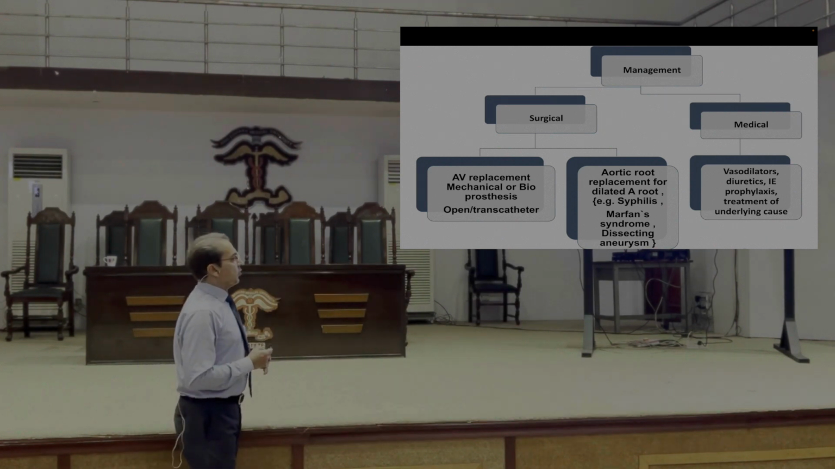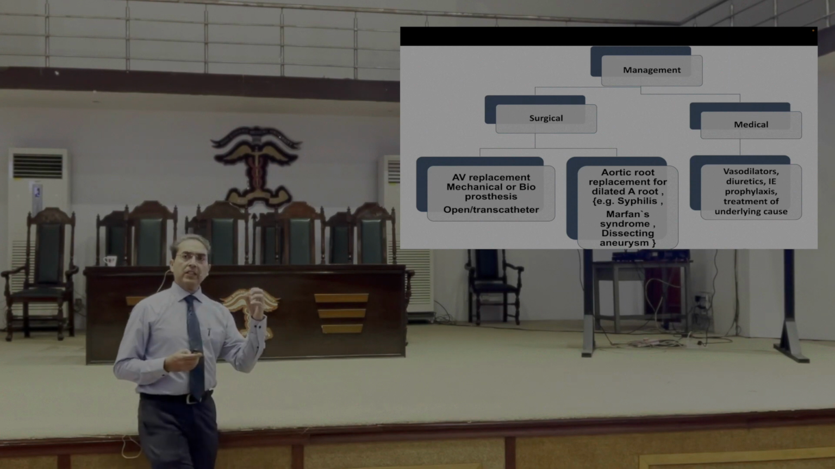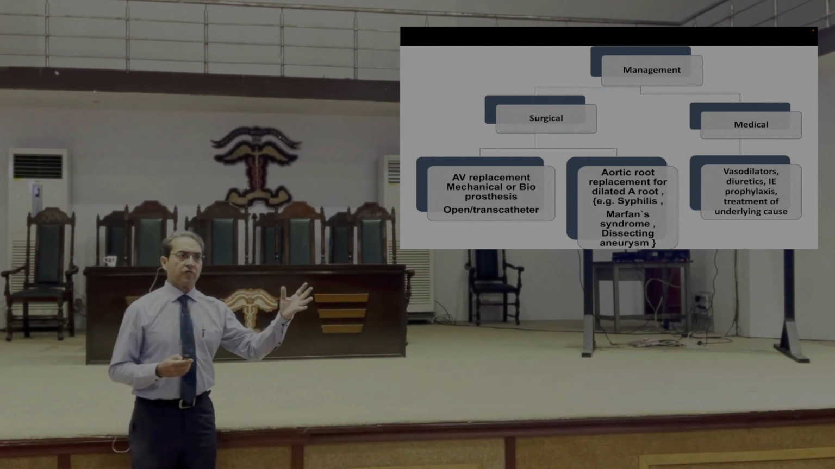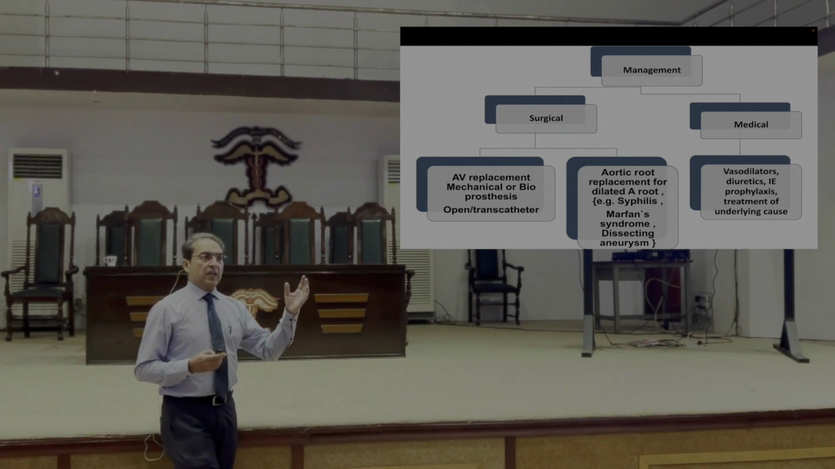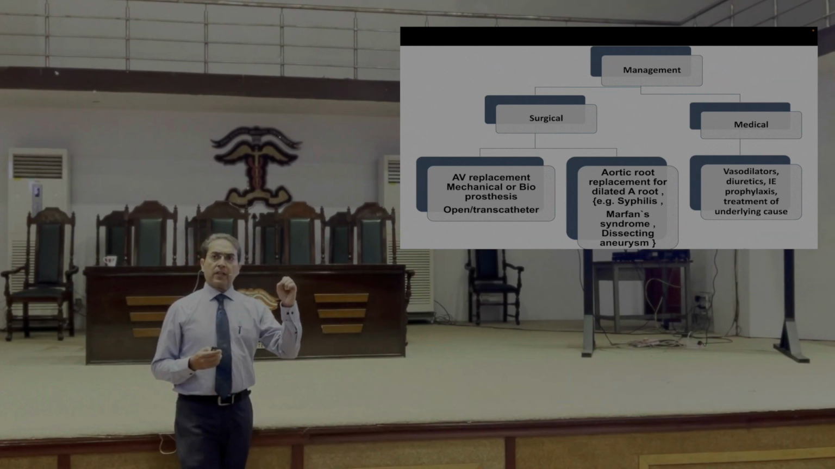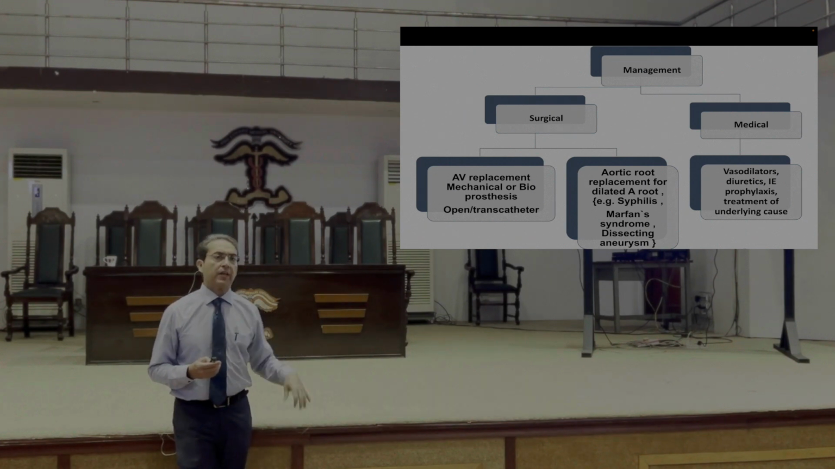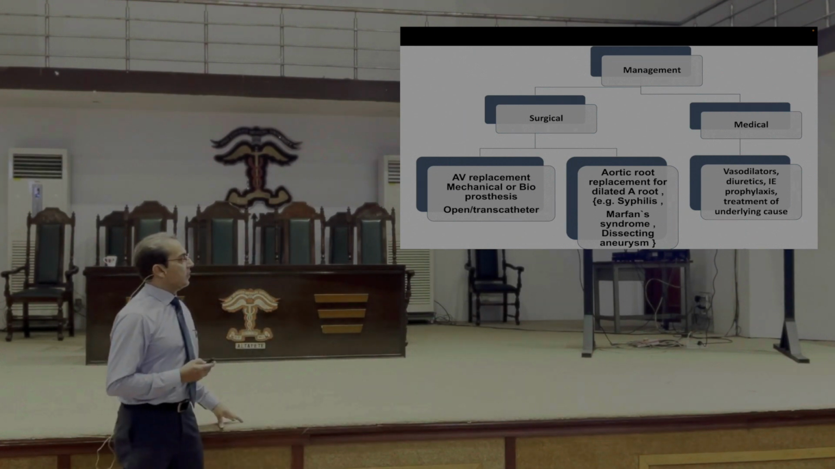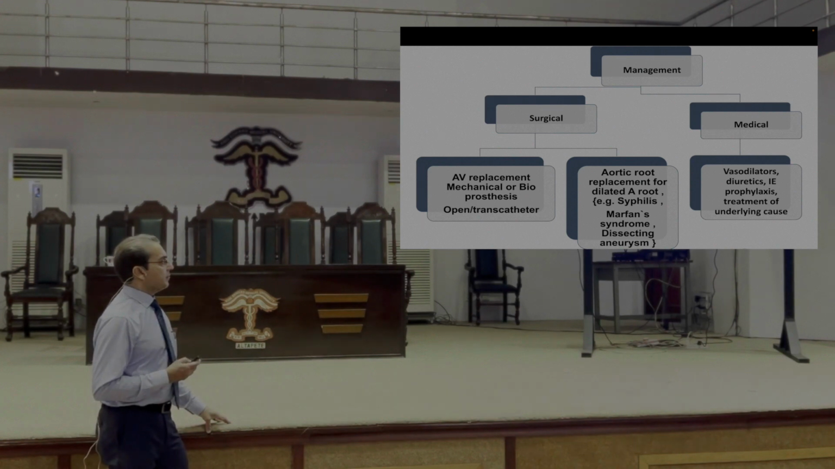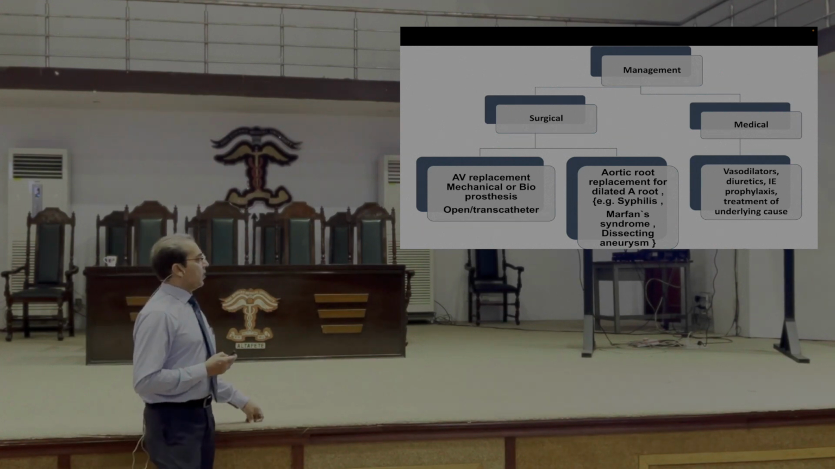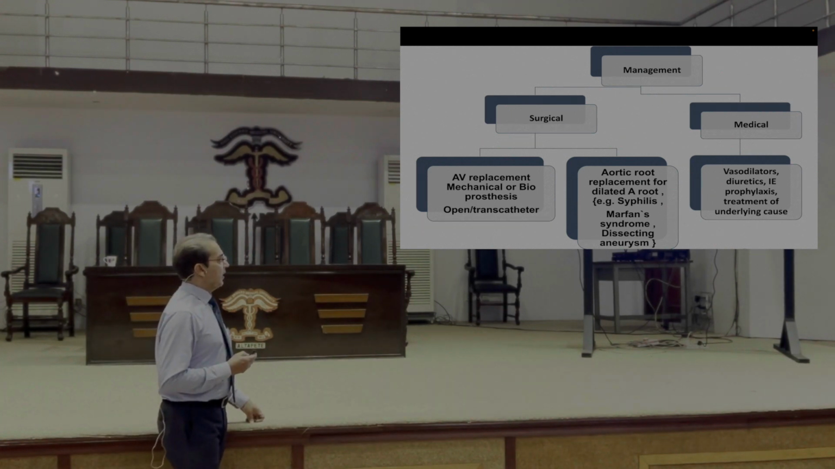Medical management is vasodilators, because if you decrease the peripheral resistance, the forward flow improves. When the arterioles are constricted, more blood is going to come back. But if the arterioles are open, more blood is going to go forward and the regurgitation will decrease. So we go for vasodilators, diuretics, infective endocarditis prophylaxis, and treatment of any underlying cause if possible.